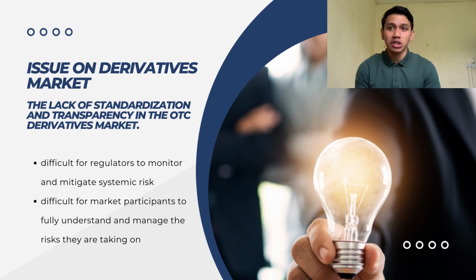So now is the issue of derivative market. As of 2021, one of the main issues facing the derivative market is the lack of standardization and transparency in the OTC derivative market. This can make it difficult for regulators to monitor and mitigate systemic risk, and for market participants to fully understand and manage the risk they are taking on.